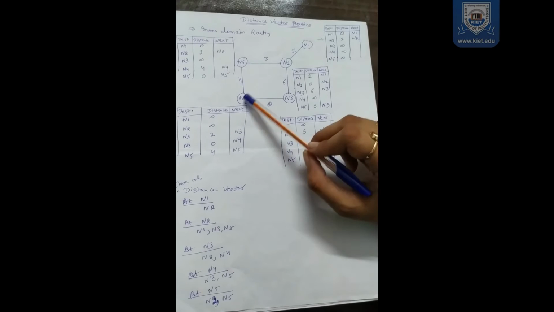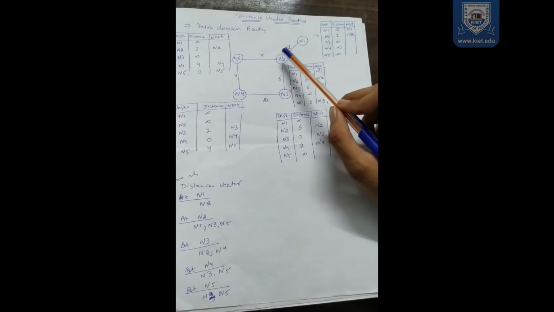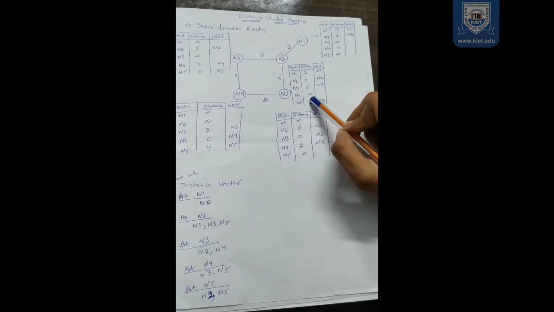N2 to N4. Now see, understand this. N4 is not directly connected with N2. So the distance between N2 to N4 is infinity. The distance between N2 to N5 is 3.